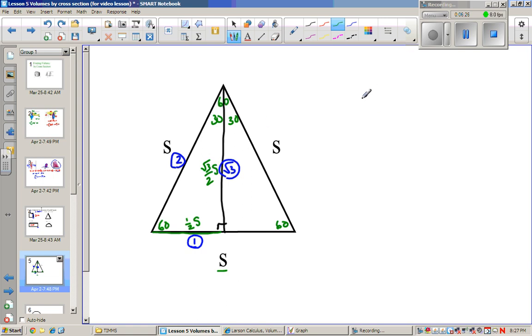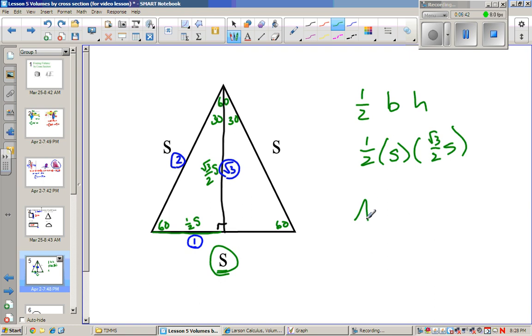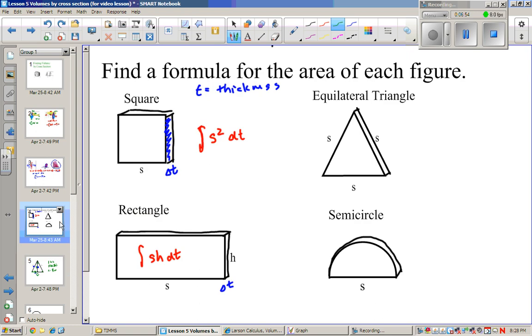And all this is needed because I want to know the area of this. Area of a triangle is 1/2 base times height. 1/2, my base is s, my height is root 3 over 2 s. And when we simplify that, we get that the area is root 3 over 4 s squared. Now we did all this work so you don't have to do all this work every time you do one of these problems. You can simply memorize this formula.